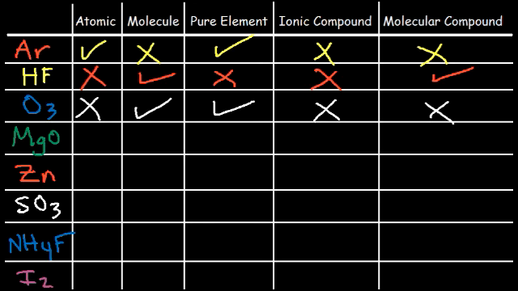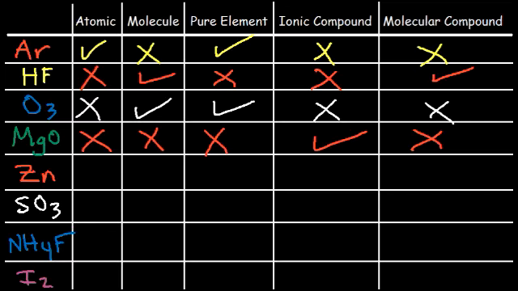Magnesium oxide is not a pure element. It has two different atoms, so it's a compound. And magnesium is a metal, oxygen is a nonmetal. Typically, when you have a metal and a nonmetal, they usually form ionic compounds. So it's not a molecular compound, and it's not considered to be a molecule, and it's not atomic in nature.